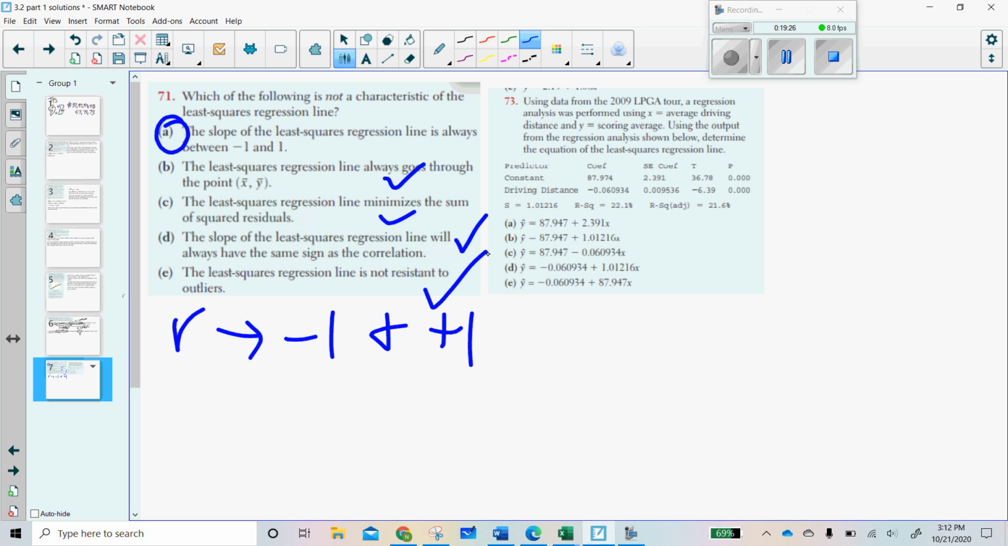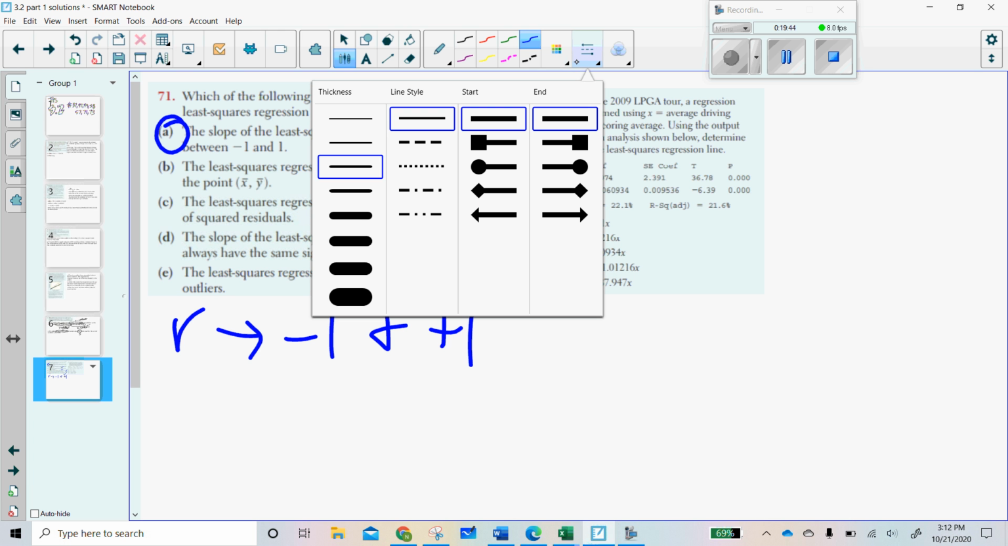For 73, using data from the 2009 LPGA Tour, a regression analysis was performed using x equals average driving distance and y equals scoring average. Using the output from the regression analysis below, determine the equation. Okay, this is super, super easy if you remember how to read this. We did do one of these in class with the warm-up.